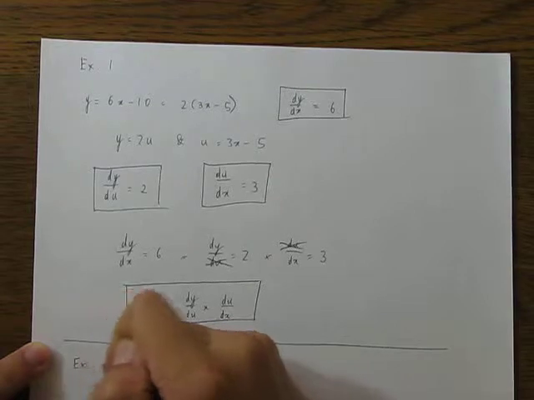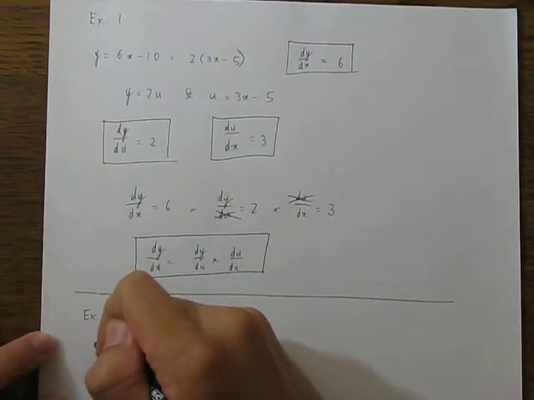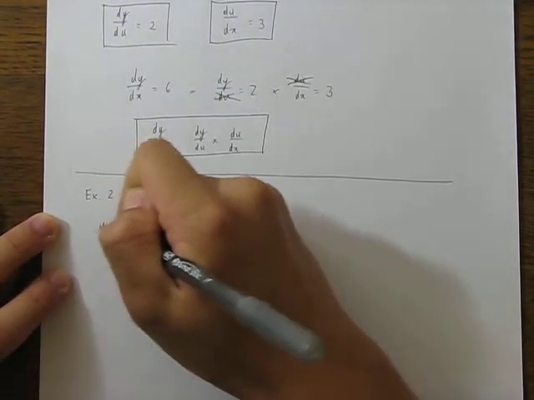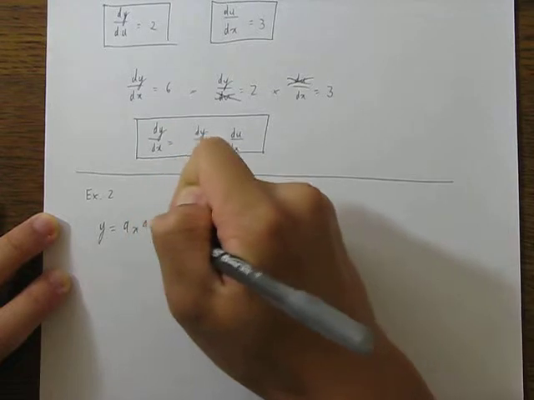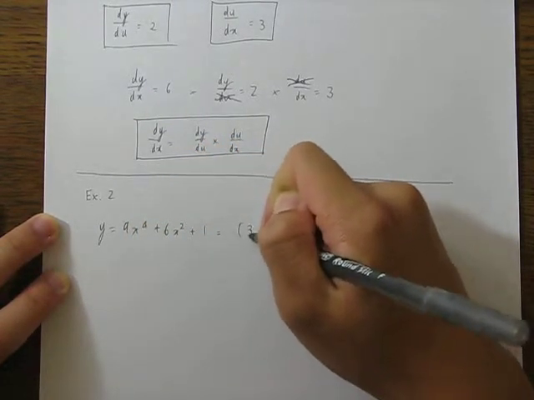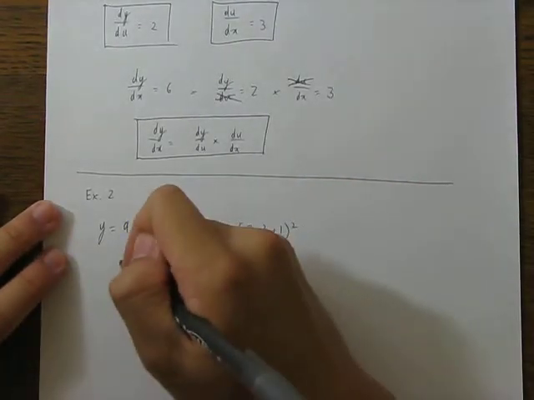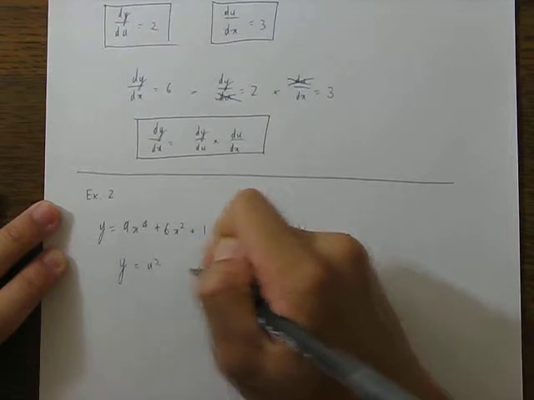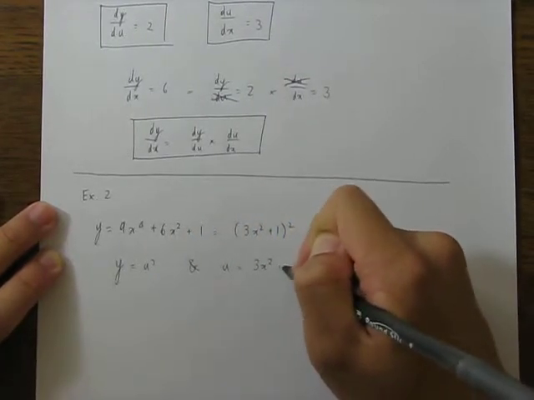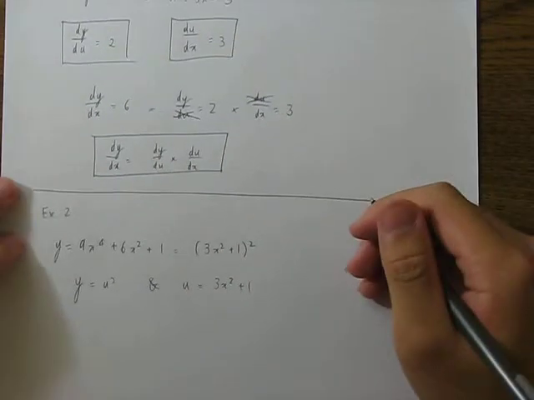Example number 2, again, out of the book. It says the polynomial, let me shift that up a bit, y equals 9x to the 4th plus 6x squared plus 1, which is also equal to (3x squared plus 1) squared, is a composite of y equals u squared and u equals 3x squared plus 1. So how do you calculate the derivative? Well, we do the exact same thing as we did above.